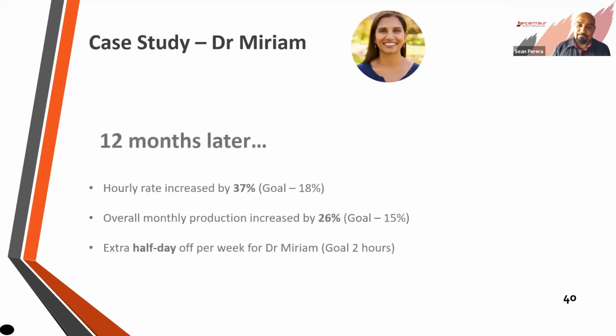And finally, Dr. Miriam. So Dr. Miriam, 12 months later, after having all these implementations, her hourly rate increased by 37%. So her goal was 18%. So we went above and beyond there. Overall monthly production increased by 26%. Her goal was only 15%. So we've done really well. And this one, I think we all would love to have.